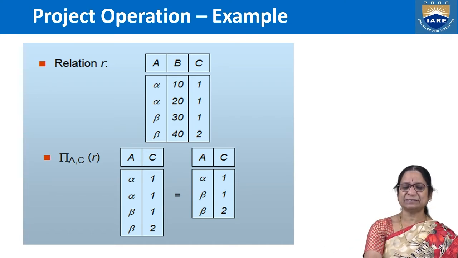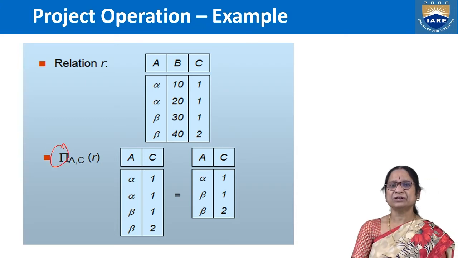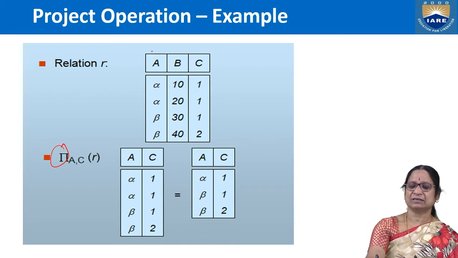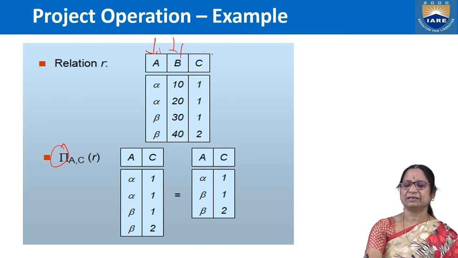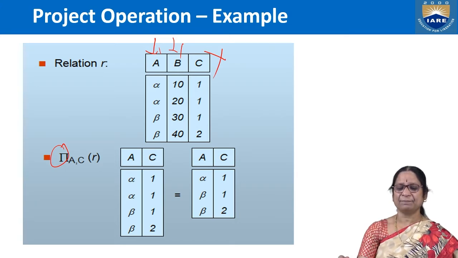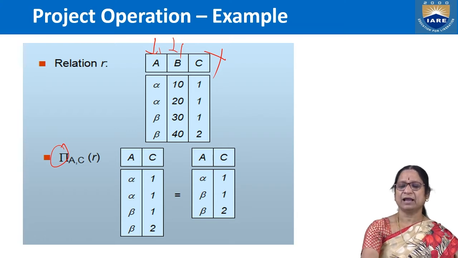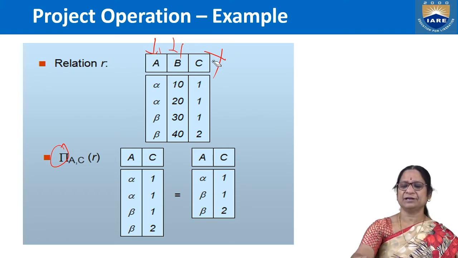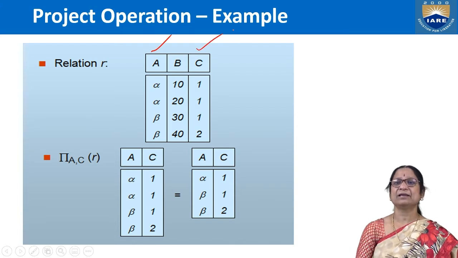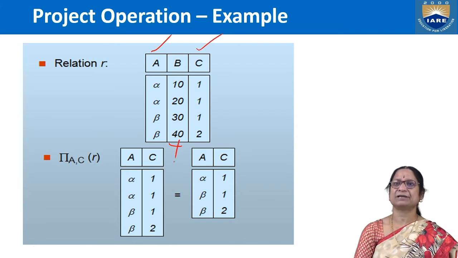This project operator is represented by using a pi. So now you observe here, pi A comma C of R means here, pi means projection. Only attribute A values and attribute C values are displayed. Attribute B values are not displayed. Now you observe, A comma C. So attribute A, attribute B, attribute C, 3 attributes are there. Among them, we want only AC only. So that's why A attribute is displayed, C attribute is displayed, B is not going to be displayed.